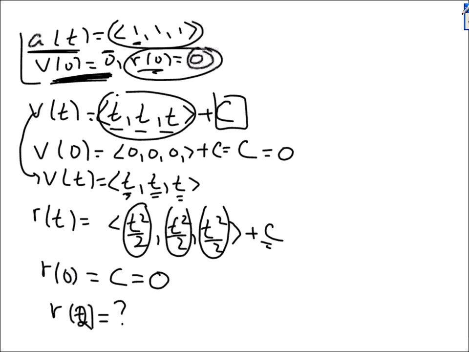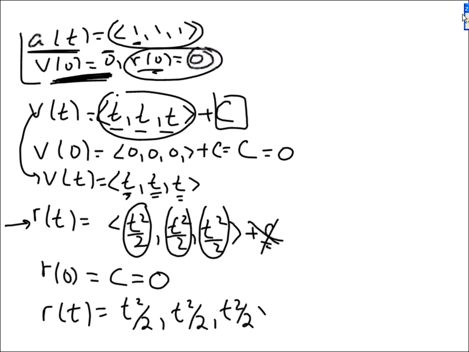So I can update the second line from the bottom. I can say c is 0. So r of t is t squared over 2, t squared over 2, t squared over 2. And I wanted to know from the beginning what r of 2 was. So instead of t, I say 2. 2 squared over 2 is 2. 2, 2, 2 is what I'm going to get. And that's the answer. That's what r of 2 equals. That's what they asked us to find: r of 2.